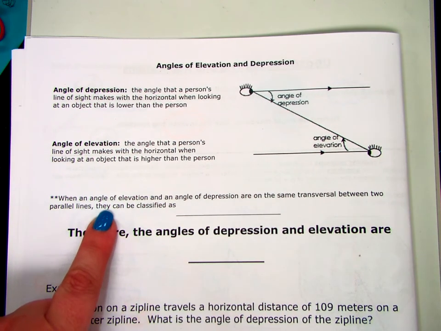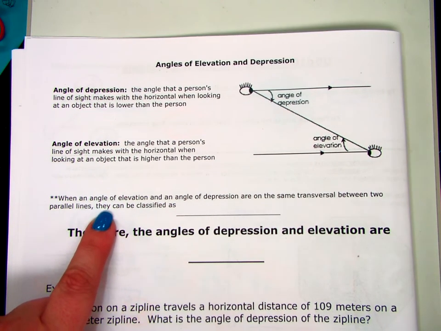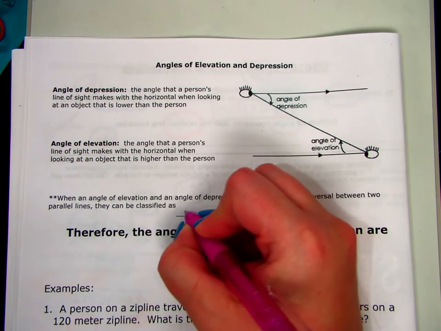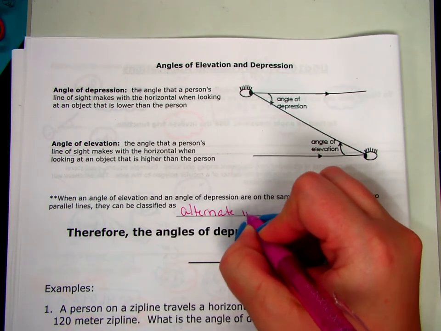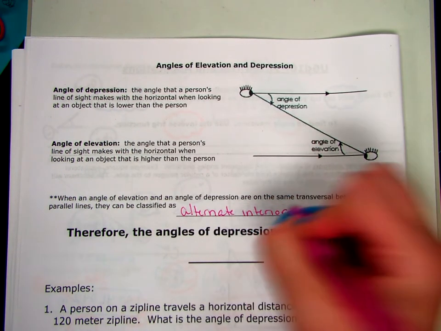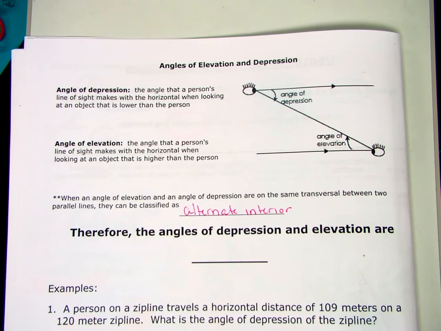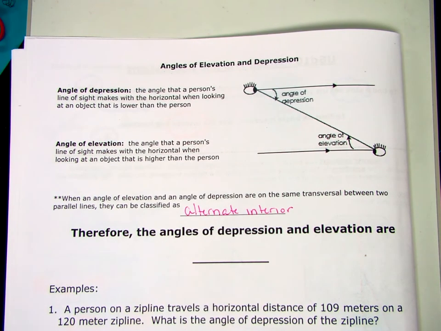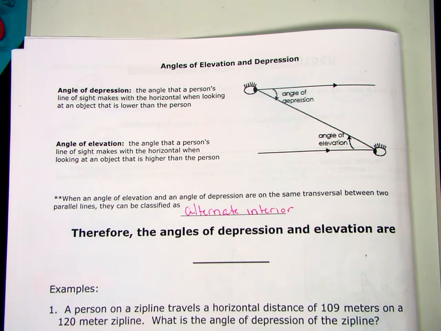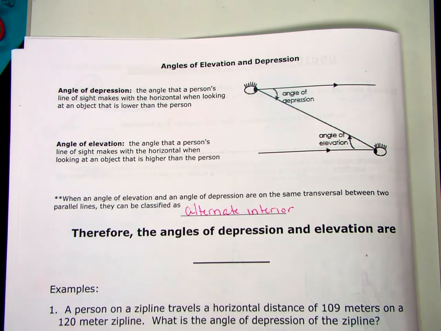Alternate interior angles. Okay. So if we have two alternate interior angles and two parallel horizontal lines, what do we know is true about alternate interior angles when we have parallel lines? They are congruent.